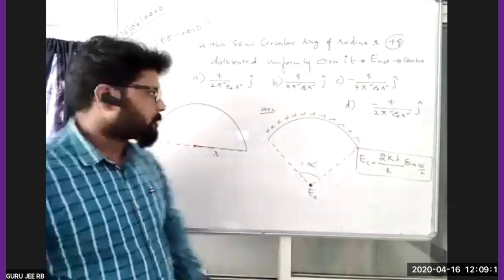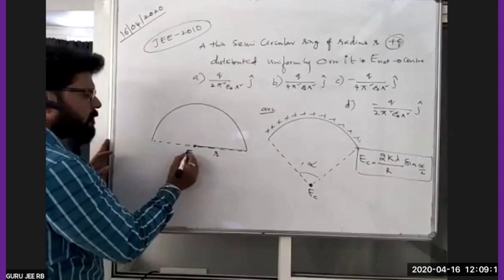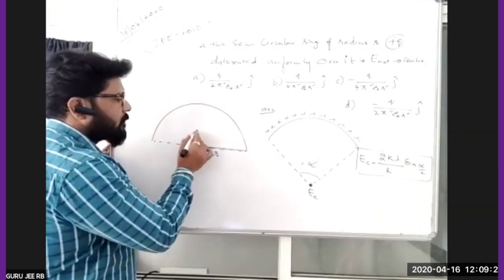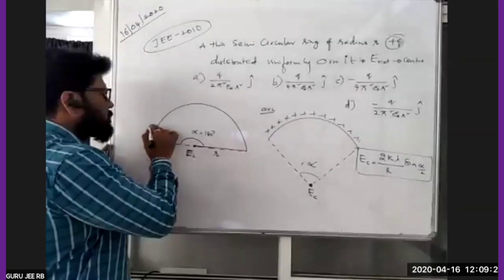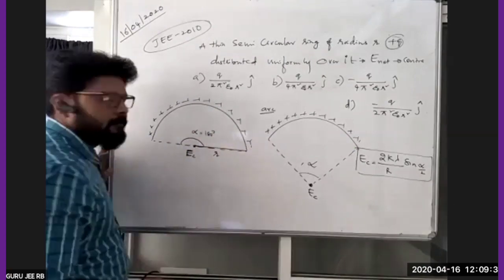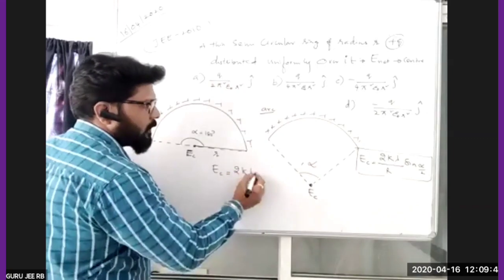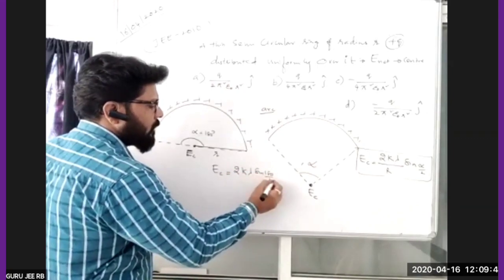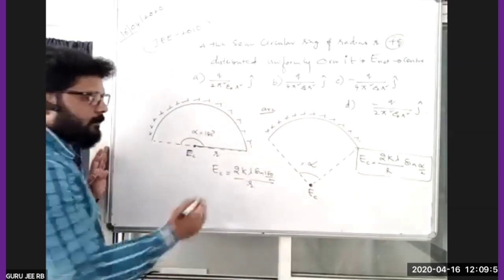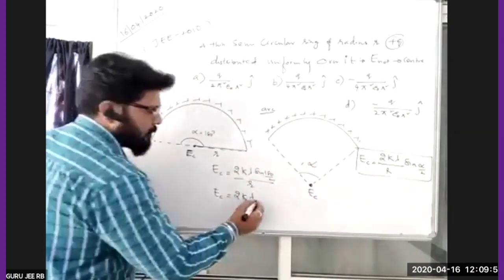The same formula I'm using. So at this particular point, the angle alpha is equal to 180 degrees. This is a positively charged arc. E at the center equals 2k lambda into sine of 180 by 2, divided by r. Here r means small r. Sine 90 is 1, so E is equal to 2k lambda by r.